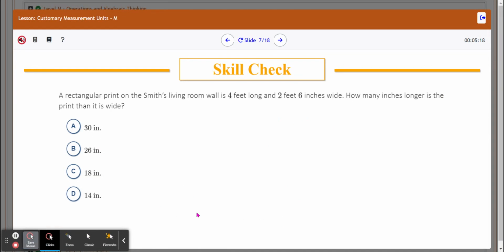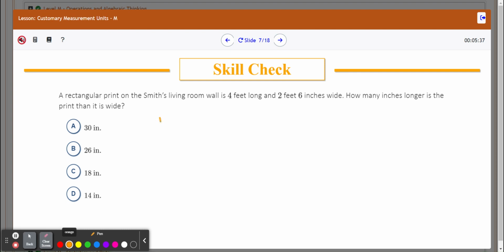Another example: a rectangular print on the Smith's living room wall is 4 feet long and 2 feet 6 inches wide. How many inches longer is the print than it is wide? Well, all of my answers are in inches, so I'm going to convert all of these into inches so I can get to my answer.